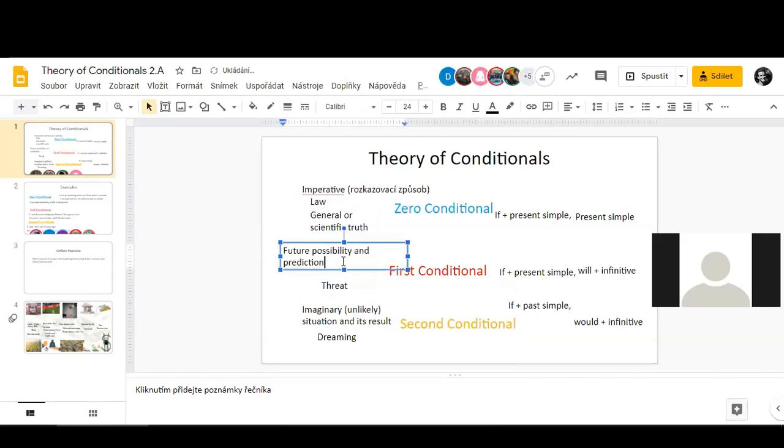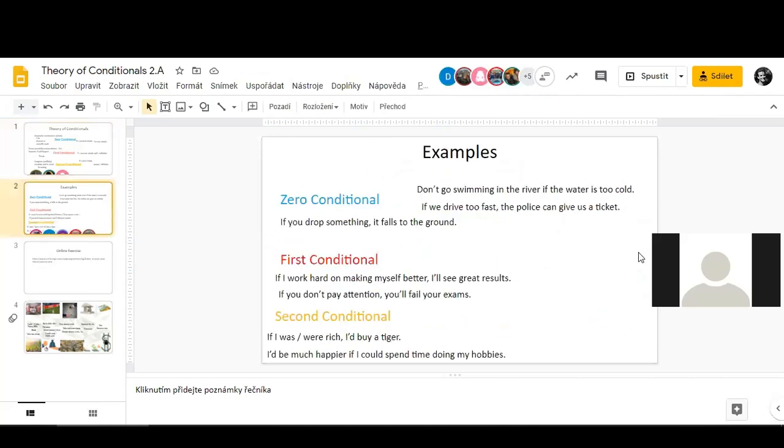So let me write it here. If A, then B. Let's say if A happens, B will happen. All right, that's the way to look at it. Maybe let me make it a little bit longer like this. Okay, so if A, then B. To je kauzalita, že? Pokud A, tak B. Příčina a následek. And it can happen. That's it.